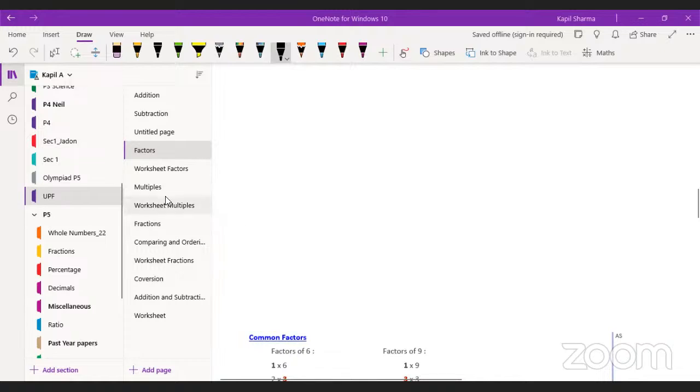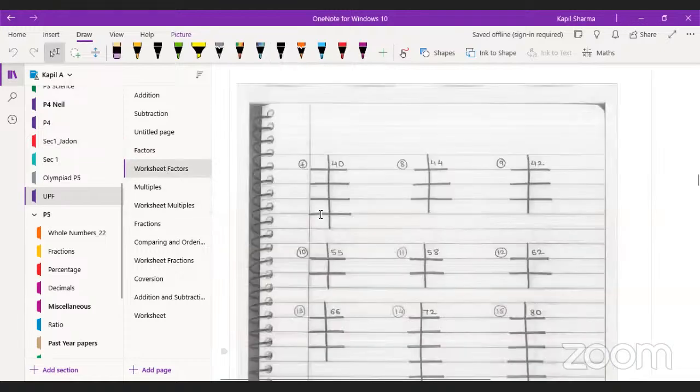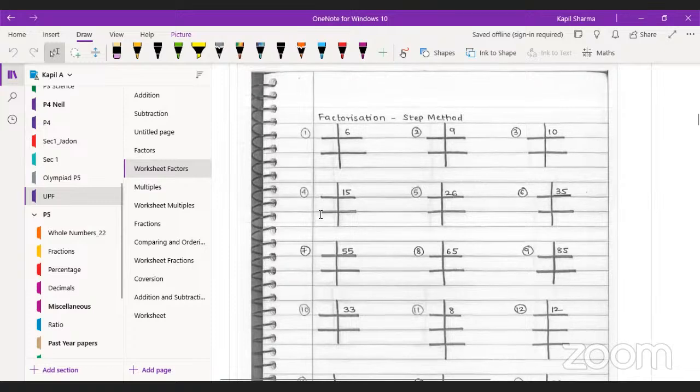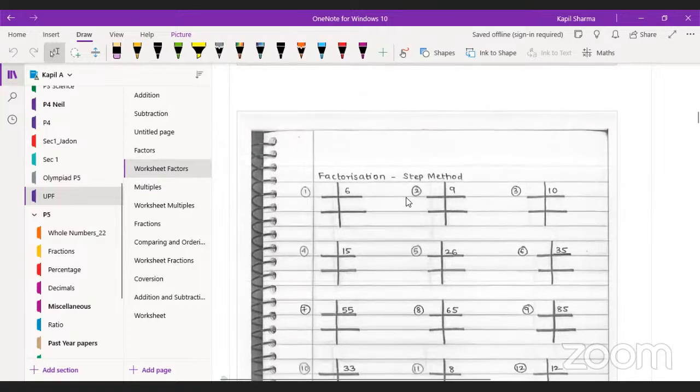Now let's solve a few problems related to this. So let's start with the first one. Do it with me. Type your answers in the chat box. So yes, Swastik. Good. So 2 times 3, 3 times 1. Okay, next one is 3 times 3, 3 times 1.